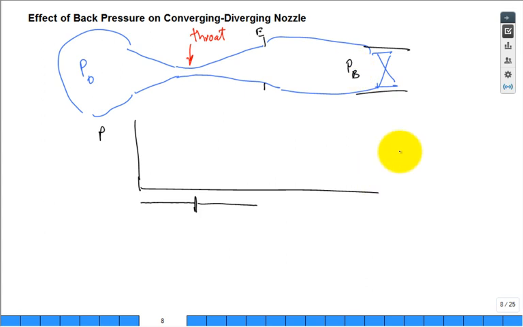So the easiest thing is case A. What is the valve? Fully closed. Fully closed, you have a high stagnation pressure. So it starts out at P naught, and there it is, pretty unexciting. What is the exit pressure? It's equal to the back pressure. All right, that's case A.